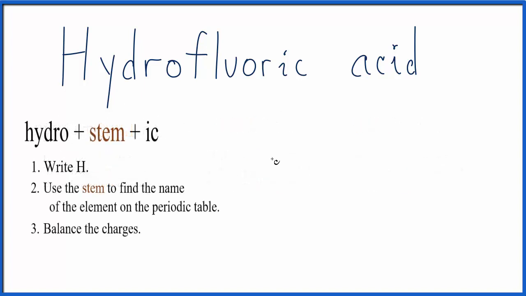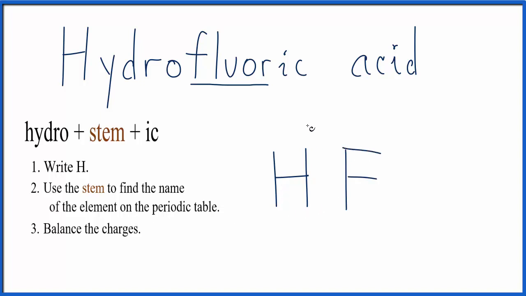First, we'll write H. Next, we'll look at the stem, that's FLUOR, and then go to the periodic table and find the name for this element. When we do that, we see it's fluorine, and the element symbol is F. So far we have HF, but we do need to balance the charges.